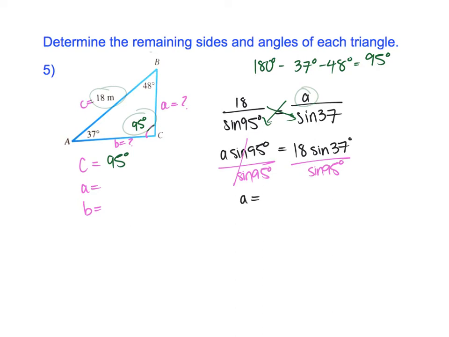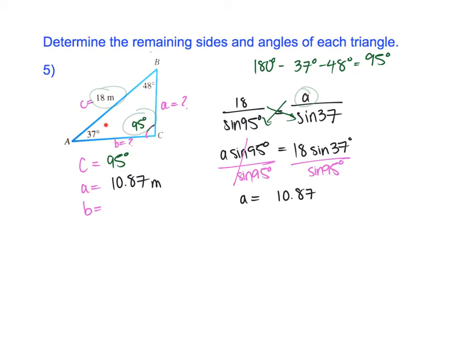So let's figure out what 18 times sine of 37 degrees divided by sine of 95 degrees is. I got 10.87 as my answer. So that is one of my values, 10.87. I'm just going to round to 2 decimal places here. And it does say that it's in meters, so I might as well write meters alongside it. Now it looks like I just have to find b.